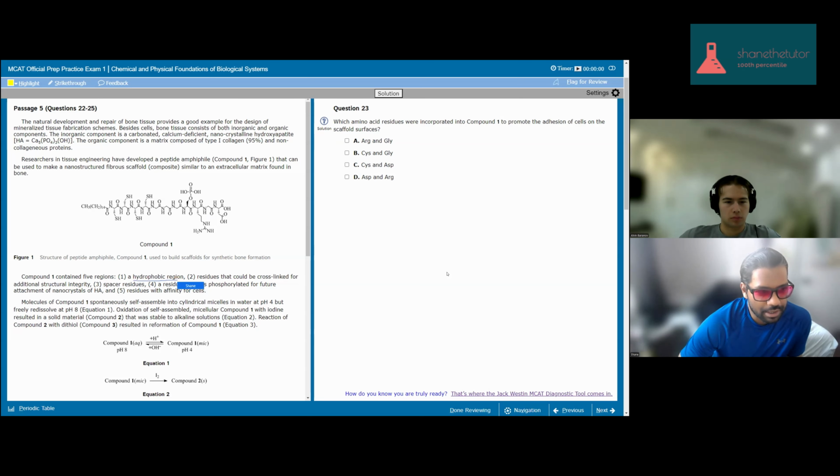So the hydrophobic region is here. Okay, that lines up. Residues that could be cross-linked. What does that mean? Cross-link, no idea. Structural integrity, maybe, because the glycine is for flexibility of the protein. That's all I know. So, what do you think could be the cross-link?